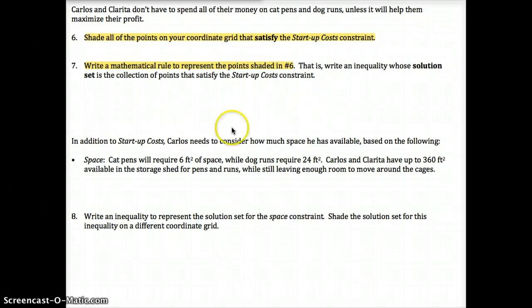Then for number 8, there should be another inequality, but this time it should not be the same as the one on number 7. It should be different because it applies to our space constraint with this information. So there should be an inequality made out of this information here. Okay? And notice that it also says shade the solution set for this inequality on a different coordinate grid. That means you need to have a second graph.